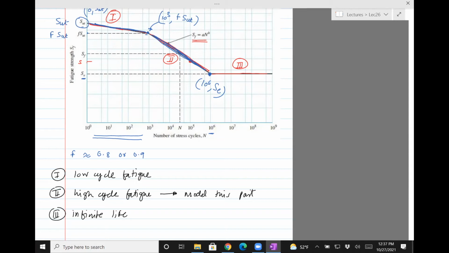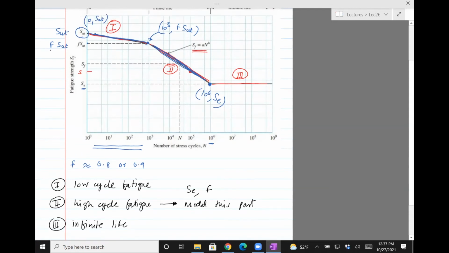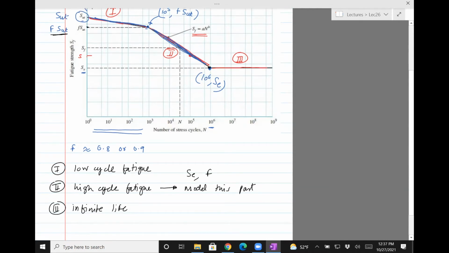Okay, so when I say model this part, we need to know SE, we need to know F, and that's pretty much it. So we know F, we know this point, and if you know SE, we know that point. Okay, so what I'm going to give you is basically, these are just experimentally determined values for SE and F. So I said 0.8 to 0.9, it's a good ballpark, but there are people who have done a better fit to this line and figured out F and SE based on empirical data.